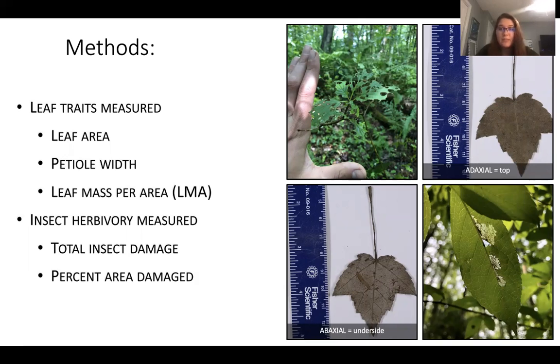The leaf area was measured to compute the percent area damage, or how much of the leaf has been eaten by insect herbivores.